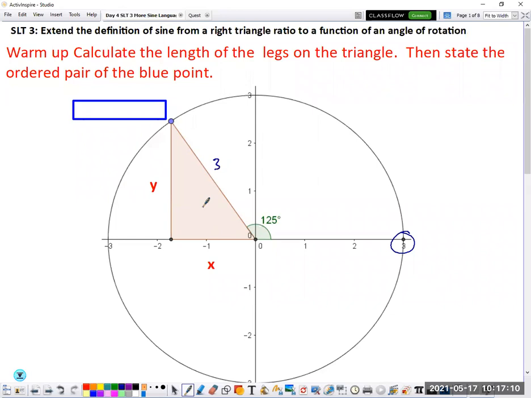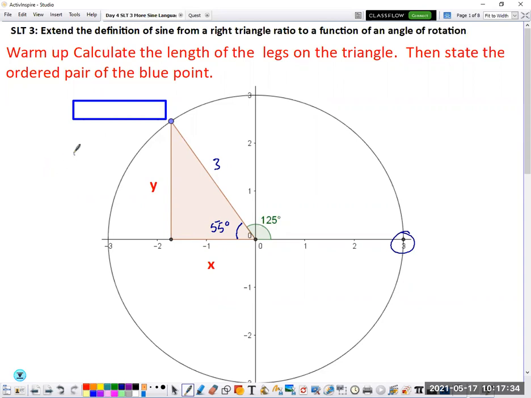Now, some people needed a second hint, and my second hint was we know that 125 is supplementary to this acute angle in the red triangle. Catherine, what is this angle? 55. So then we were able to set up 2 trig ratios, one for X, one for Y.